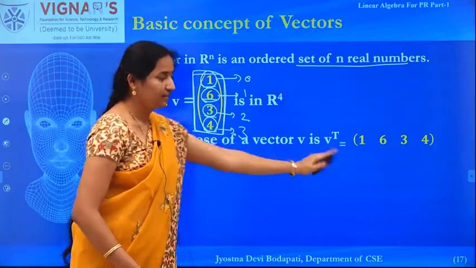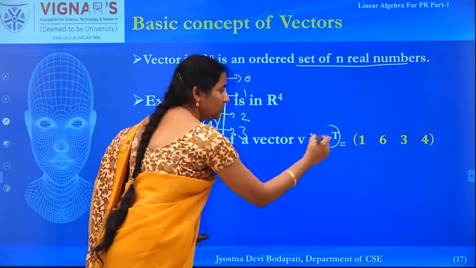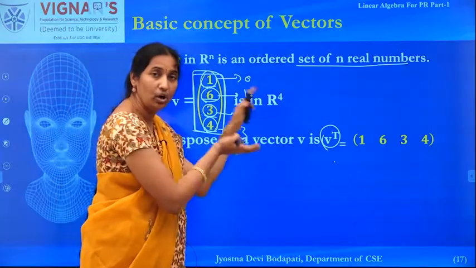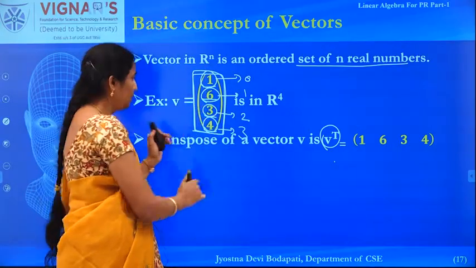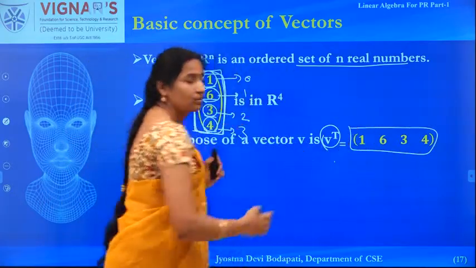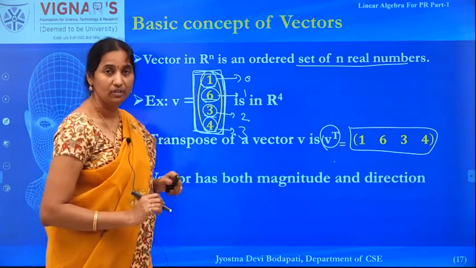So how do I get that? You just apply the transpose of the given vector. Whatever is there in the column, in the same order, the order will not be changed, remember that. So the same set of elements I am writing in a row representation. That's called the transpose of the vector.